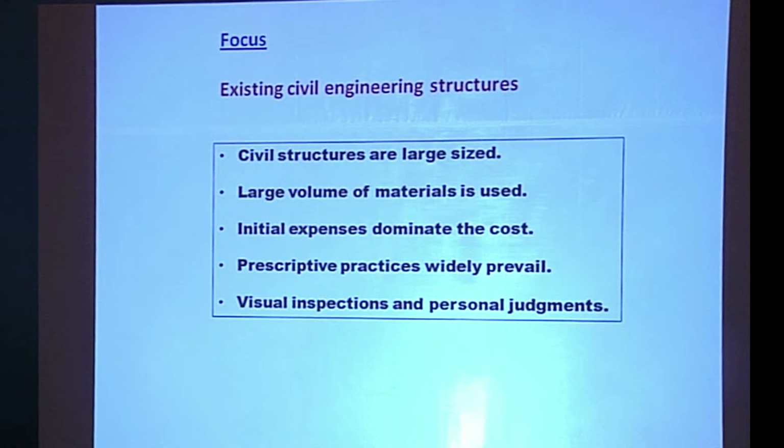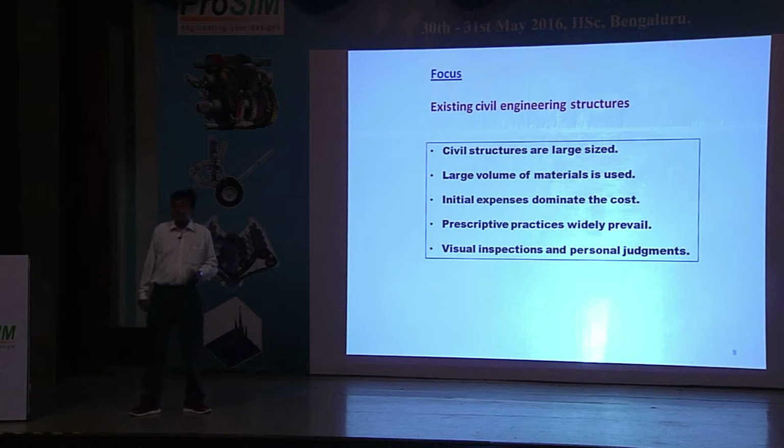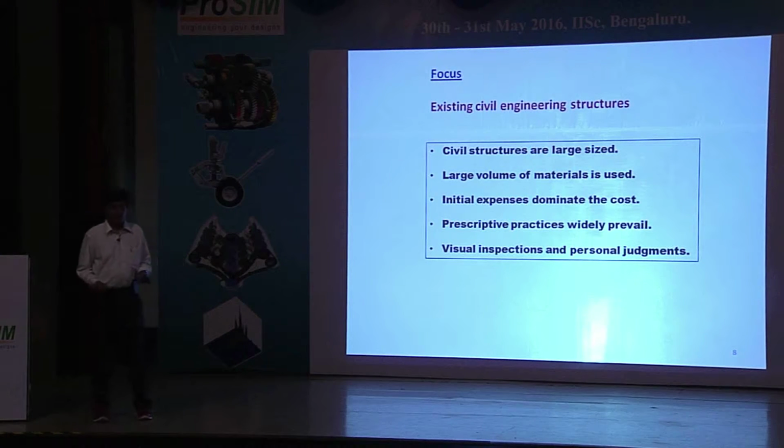Now the focus of my talk is on existing civil engineering structures. Civil engineering structures are large and a large volume of material is used, unlike any machine or motor, generator and things like that that were being talked about in the morning. Here the volume of material used is enormous, like a dam or a nuclear reactor or a multi-story building, and that means there is a greater scope for the occurrence of defects and so on. And initial expenses for a civil engineering structure dominate the cost.